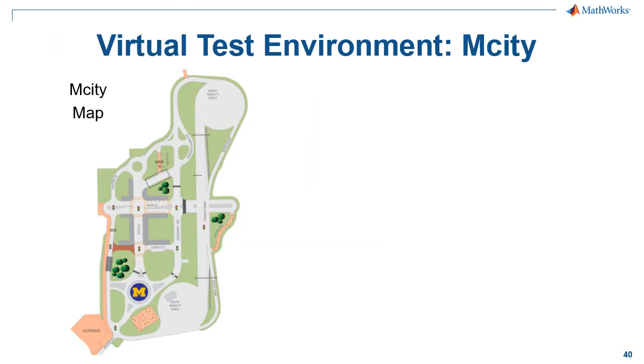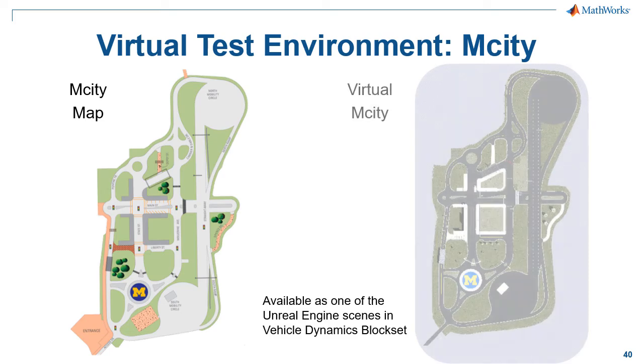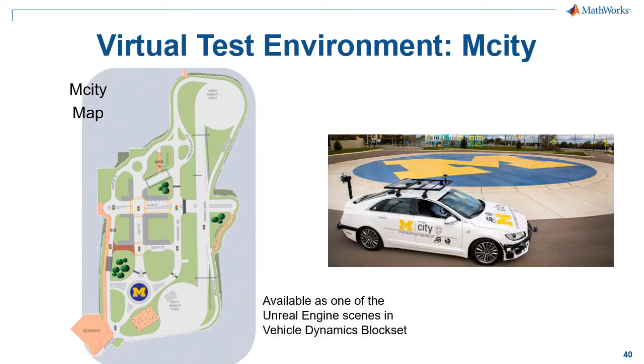Earlier, we spoke about the virtual test environment called MCity. This is actually also not just a virtual test environment, but also a real-life test environment built in Ann Arbor, Michigan. If we look at the MCity map on the left-hand side, and we compare this to the virtual MCity map generated in the Unreal Engine, we can see that these two correspond well to each other. It's important to note that this virtual test environment is available as one of the Unreal Engine scenes included in the Vehicle Dynamics block set.